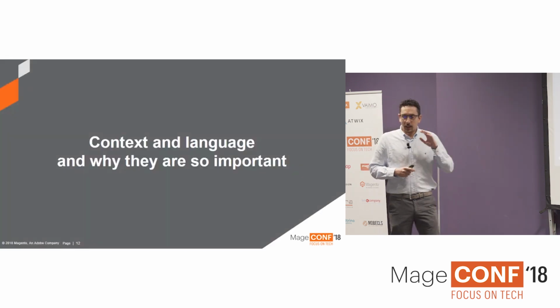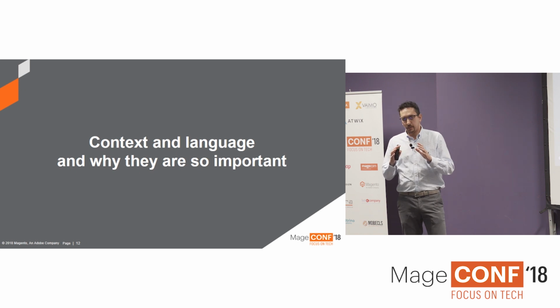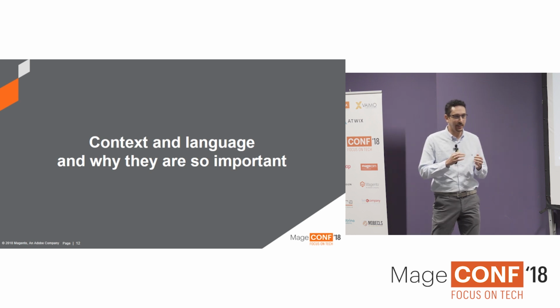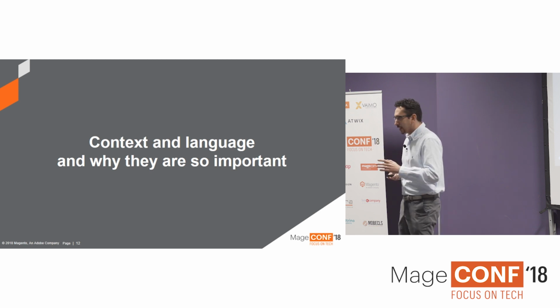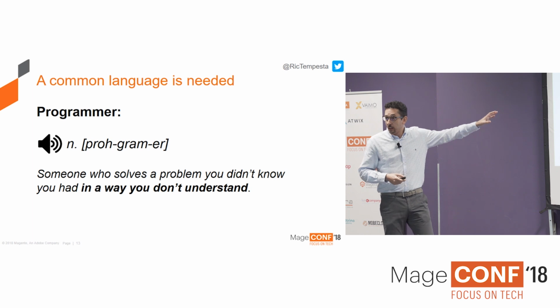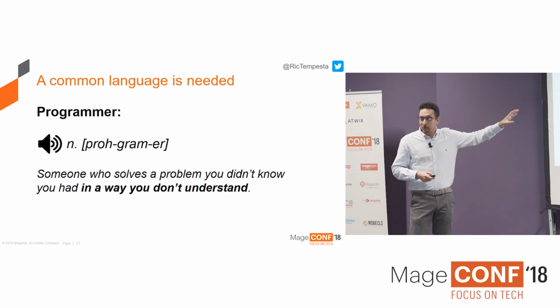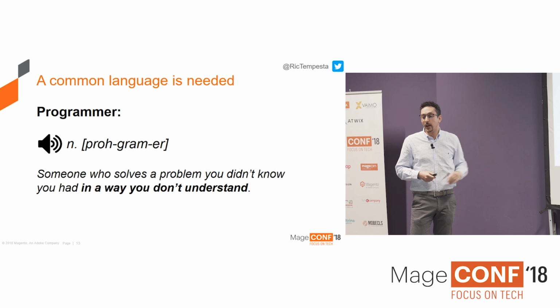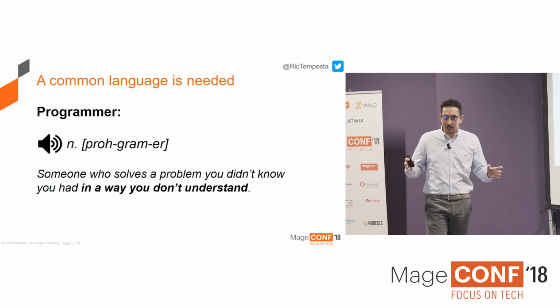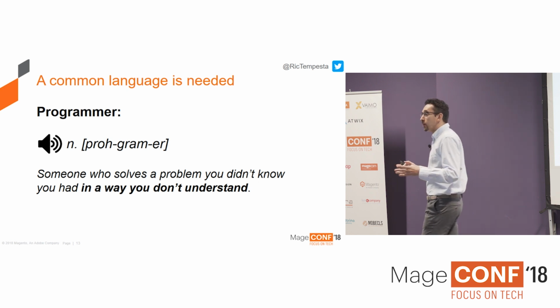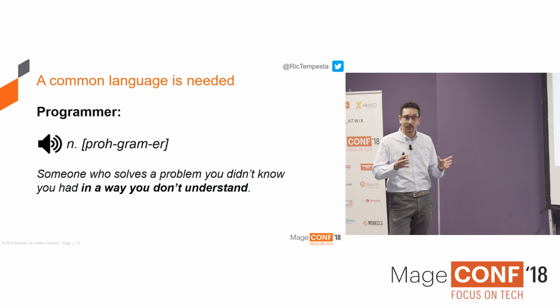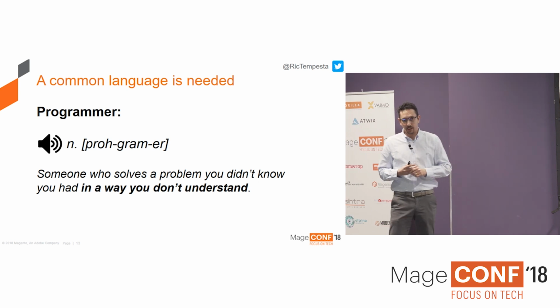And I want to show you why context and language are so important. So I've been Googling around, for example, the definition of a developer or a programmer around the web, and I found so many amazing definitions, like people converting coffee into code, stuff like that. But the most amazing was this one. This is not exactly a joke. A programmer is someone who solves a problem you didn't know you had in a way you don't understand. And you're asking me why we need a common language? We need it because of this, actually. This is a joke, but there is a real thing behind it.